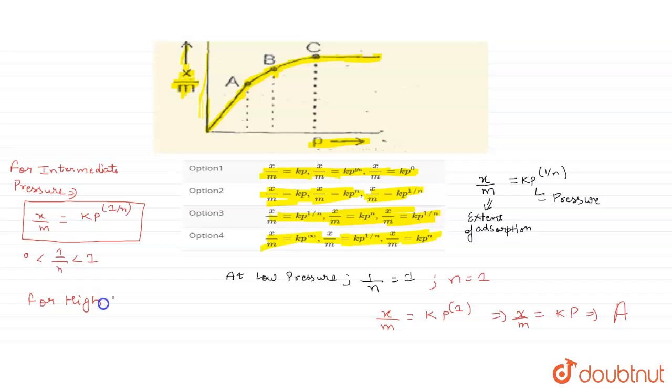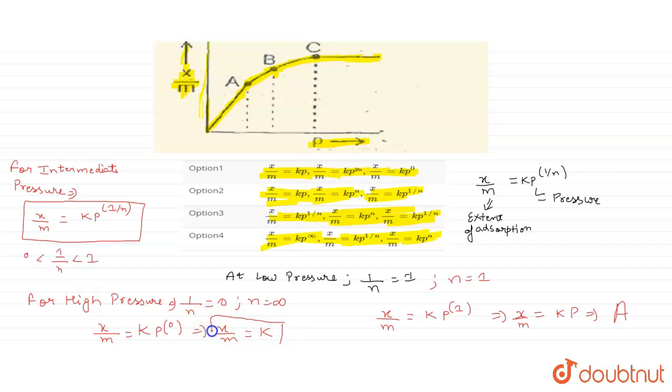or we can say at high pressure, 1 by n equals 0, or we can say n equals infinity. We observed that at high pressure 1 by n equals 0. Then what will be the Freundlich equation for this? The Freundlich equation will be x by m equals kp to the power 1 by n, and 1 by n is 0, so it will be kp to the power 0. So x by m equals k.